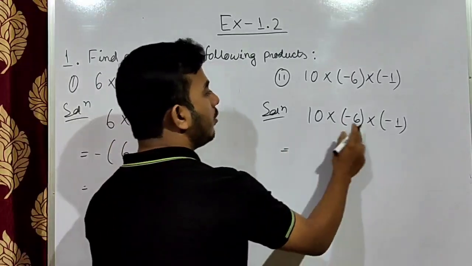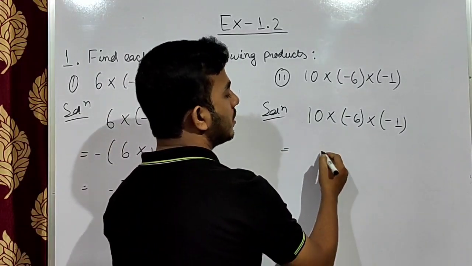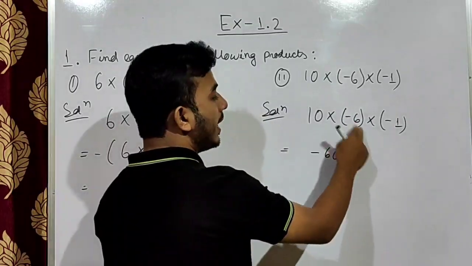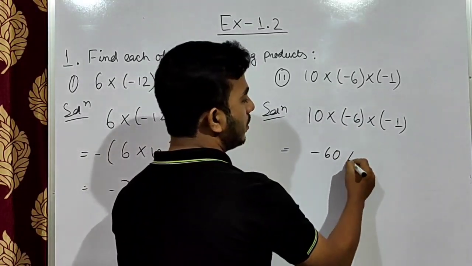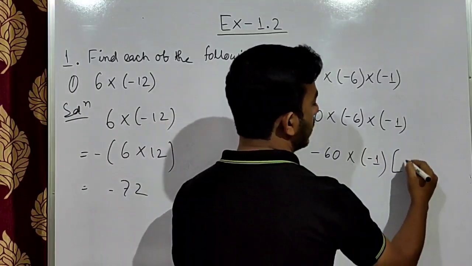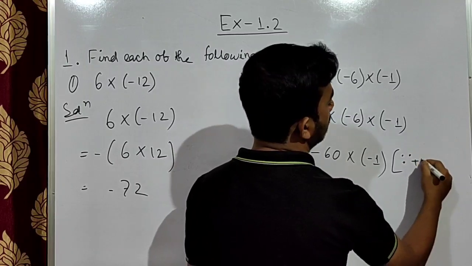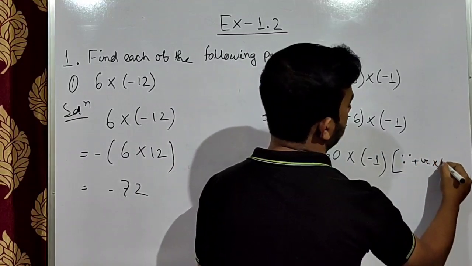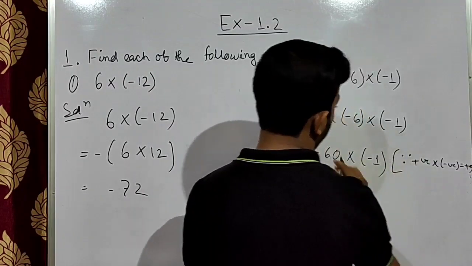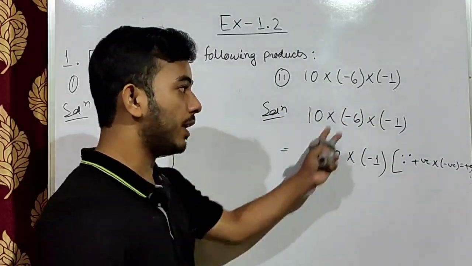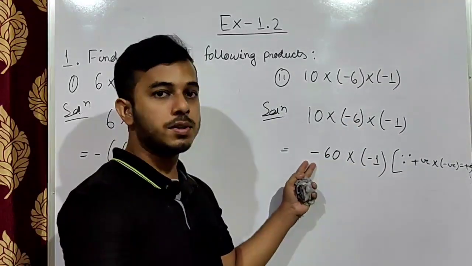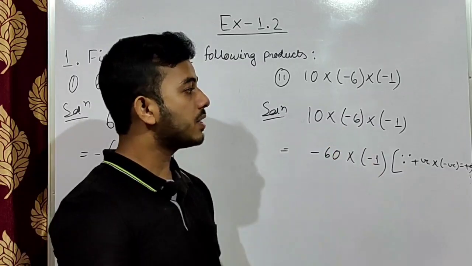Okay, so 10 into minus 6 will be what? 10 into minus 6, it will be minus 60. After this, clear? 10 into minus 6, minus 60, then into minus 1. We will write in bracket since positive into negative equals negative. Clear? Because here we have multiplied one positive with another negative, our result will also be negative. Look, this is a negative sign.